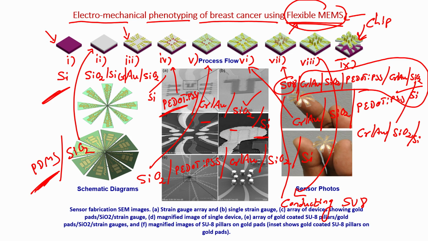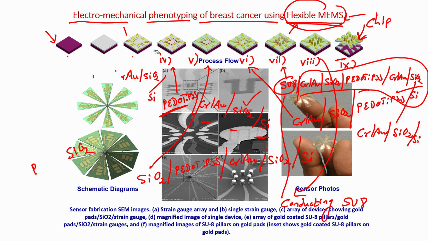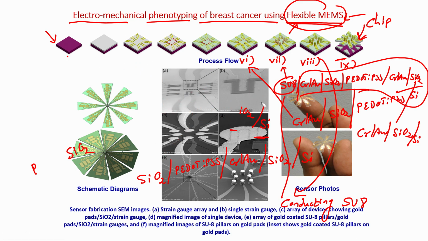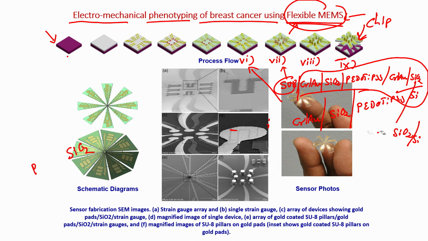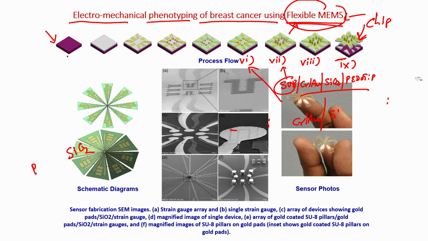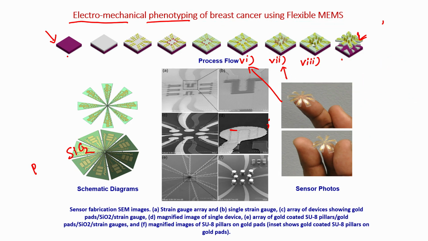So, in this case if I want to detach the chip from the substrate, then I have to use PDMS or a flexible material, and on that I had to perform this entire process flow, alright. But if I do not want to detach it, if I want to use a solid sensor, if I do not want flexible MEMS, then I can directly use oxidized silicon wafer.